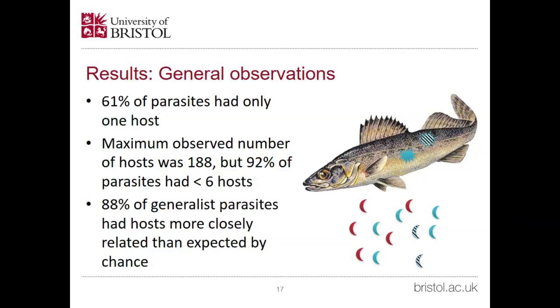So in this database, we found that 61% of parasites had only one host, so quite a few, but not a majority of the parasites were generalist in terms of their host numbers. And the maximum observed number of hosts was 188, but almost all of the parasites had five or fewer hosts. And interestingly also, 88% of the generalist parasites had hosts that were more closely related to each other than expected by chance from the pool of hosts.